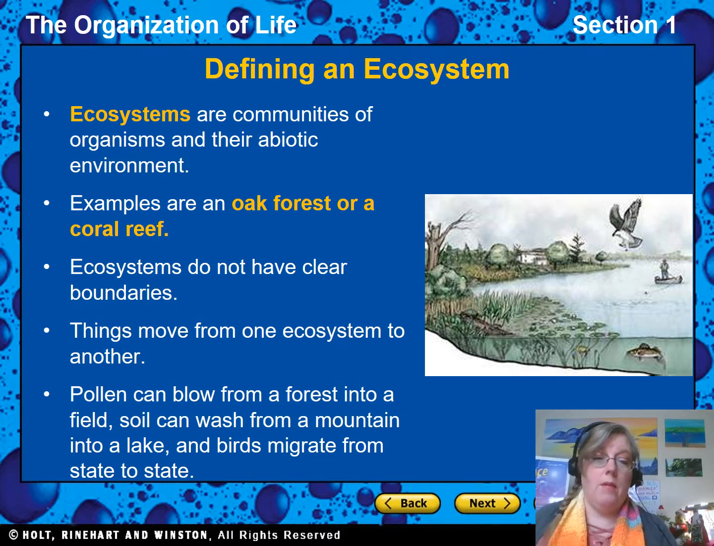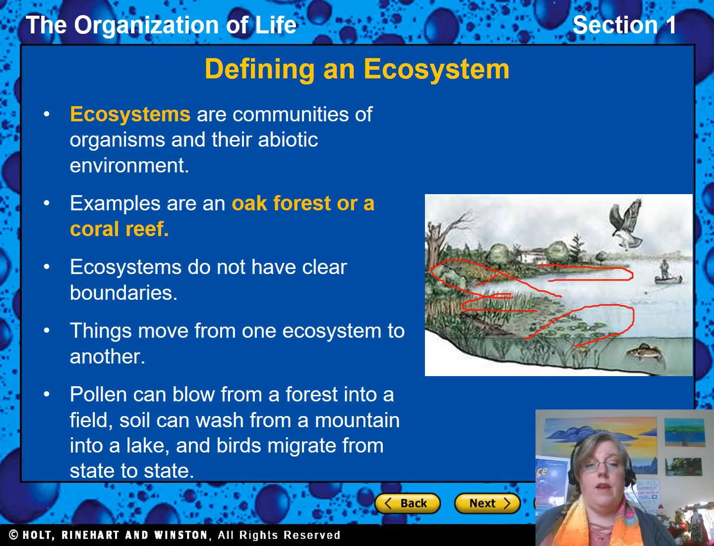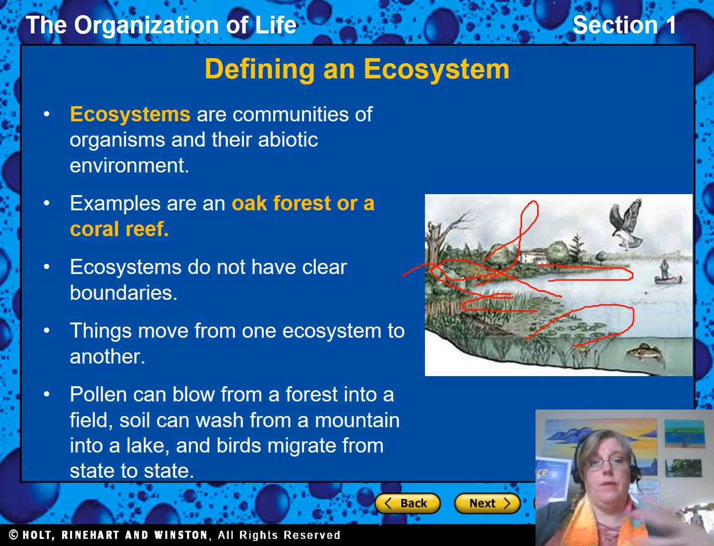Okay, but ecosystems don't have clear boundaries. If you look at this picture, the animals and the living things can go in between the land and the water and the land and the air. And if they needed to, they could go further off inland into different parts of the ecosystem. So there's no boundary to an ecosystem. They flow. Things can move from one end to the other.